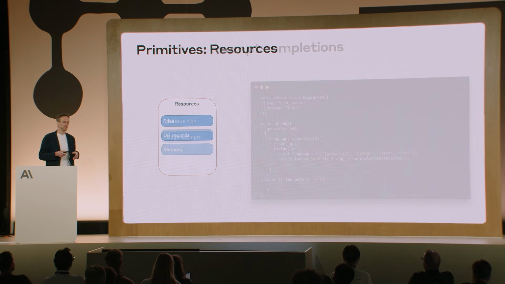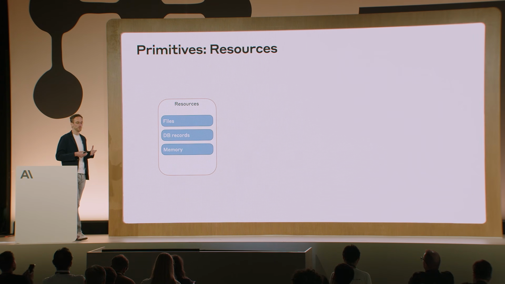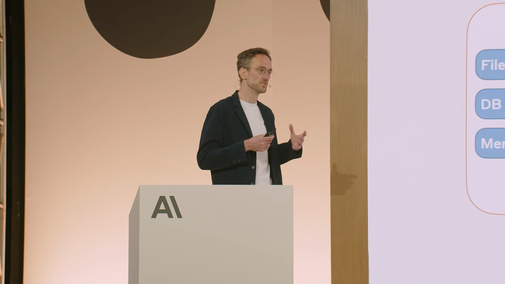And a second one of these is something that we call resources. It's another primitive that an MCP server can expose to an MCP client. And while prompts are really focused on text snippets that a user can add into the context window, resources are about exposing raw data or content from a server. And why would you want to do this?